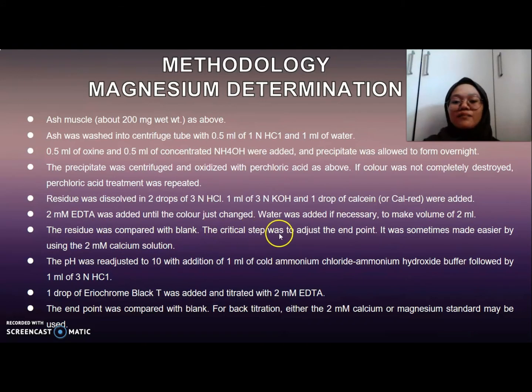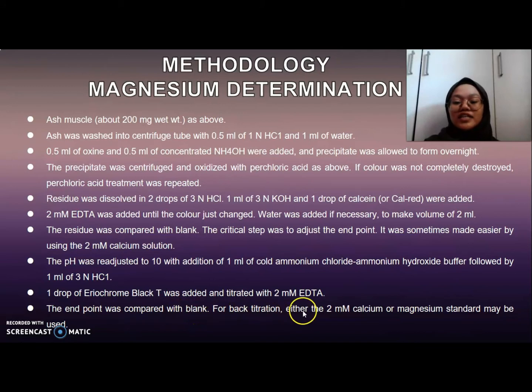The critical step was to adjust the endpoint. It was sometimes made easier by using the 2 millimolar calcium solution. The pH was readjusted to 10 with the addition of 1 ml of ammonium chloride, ammonium hydroxide buffer, followed by 1 ml of 3 Normal HCl. Then 1 drop of Eriochrome Black T was added and titrated with 2 millimolar EDTA. Lastly, the endpoint was compared with the blank.